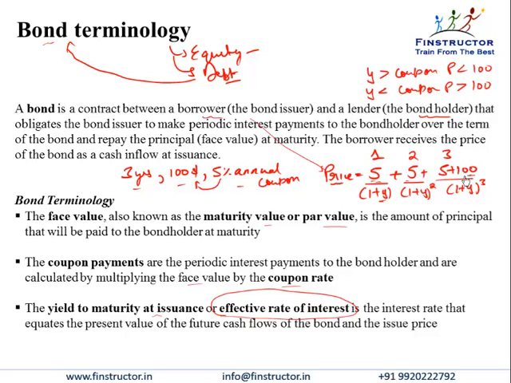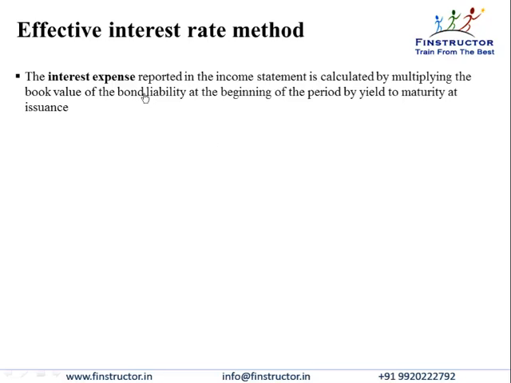We'll just see this in detail in a while. Now, we studied in the review of time value of money as well that the interest expense reported in the income statement for a period would always be the outstanding principal or the bond liability at the beginning of the period multiplied by the interest rate at issuance or the yield to maturity at issuance.